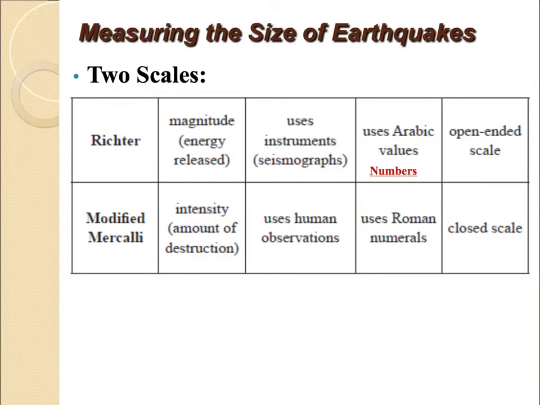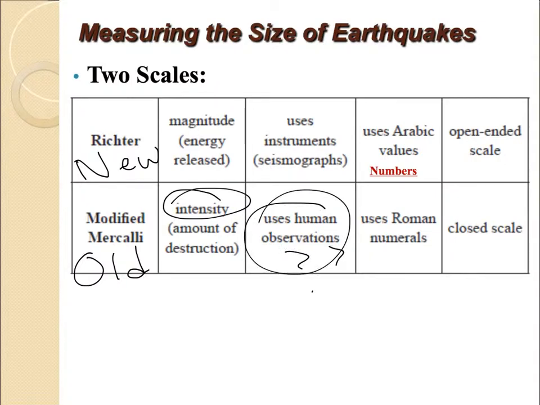So the two scales that are used for measuring the size of earthquakes are the Richter scale and the modified Mercalli. It's pretty safe to say that the modified Mercalli is pretty old and that the Richter scale is the newer one that we use. So the modified Mercalli uses intensity, so it's based on the amount of destruction, which is based on human observations, which is totally problematic. Because it's so old, it uses Roman numerals, and they've closed it off. So it starts with Roman numeral 1 and ends with Roman numeral 12. And so if you did get an earthquake that was way bigger than anything we ever thought possible, then the scale's closed, and it doesn't account for anything bigger than a Roman numeral 12.